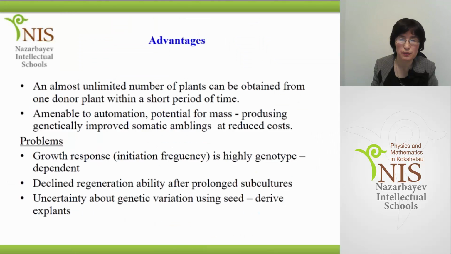The advantages of this method: an almost unlimited number of plants can be obtained from one donor plant within a short period of time. Amenability to automation, with potential for mass producing genetically improved somatic embryos at reduced costs. Problems: growth response is highly genotype dependent. Declined regeneration ability after prolonged subcultures. Uncertainty about genetic variation using seed-derived explants.